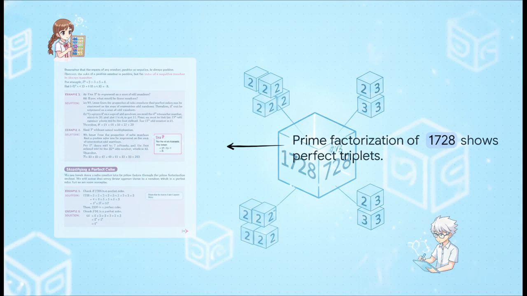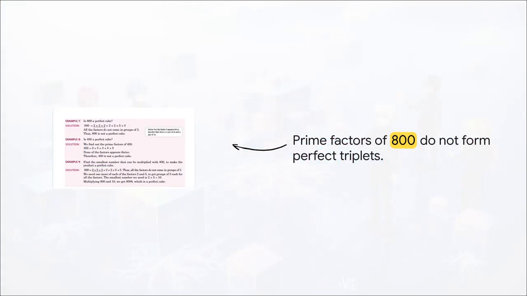But count them up. We have exactly 2 distinct groups of 3 2s and 1 distinct group of 3 3s. Every single prime factor appears in a perfect triplet. Because there are no leftover factors hanging around, we know beyond a shadow of a doubt that 1728 is a true perfect cube. Now contrast that with the number 800.